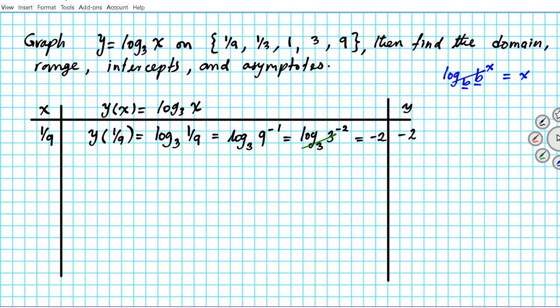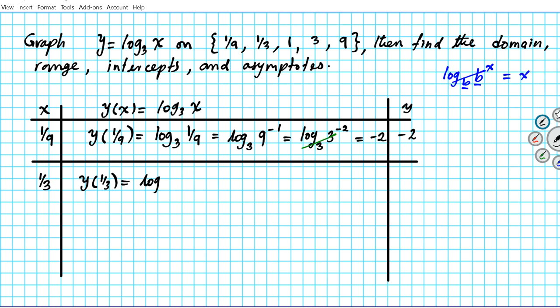Moving along, let's take a look at the next input value. The next input value is 1/3. So what is the output value? We're going to evaluate the function at 1/3. So we're computing log base 3 of 1/3. So that's going to be log base 3 of 3 to the negative 1.